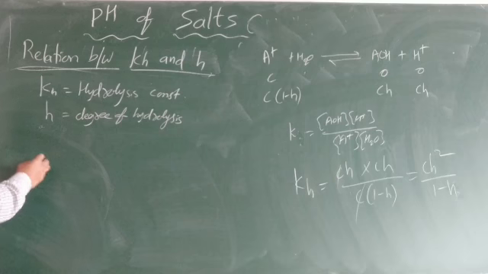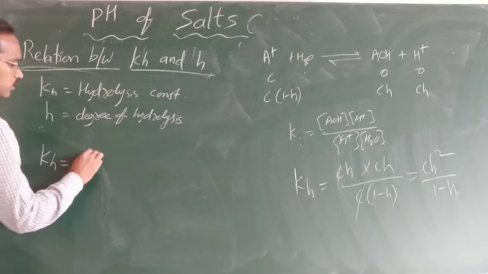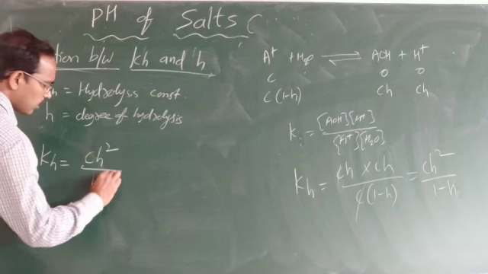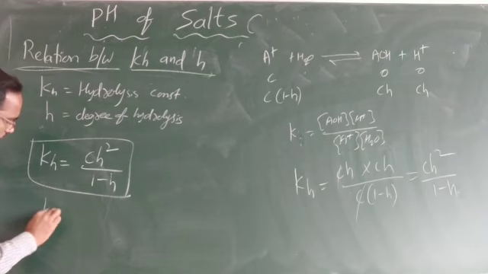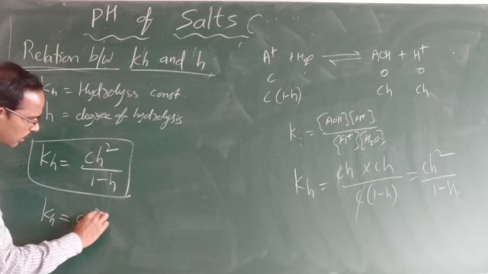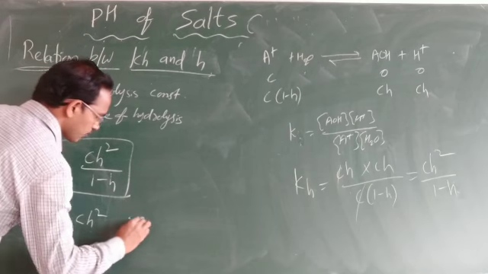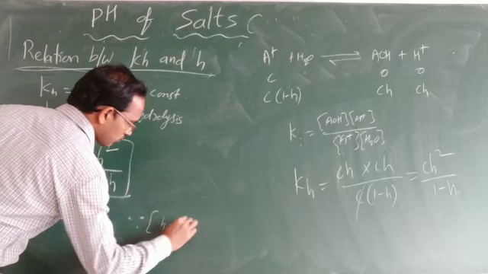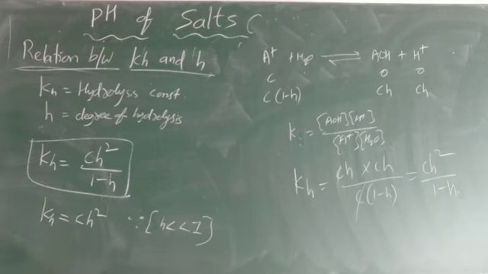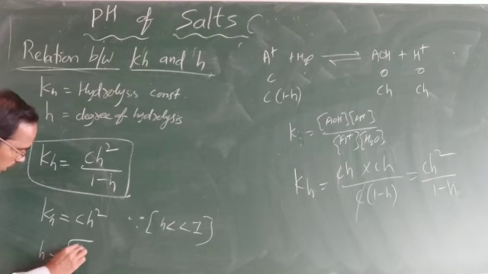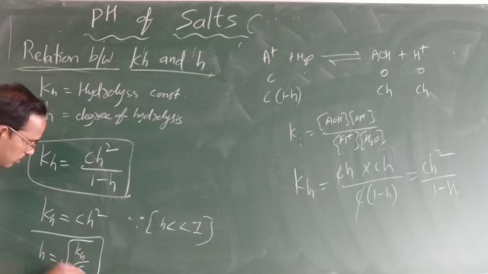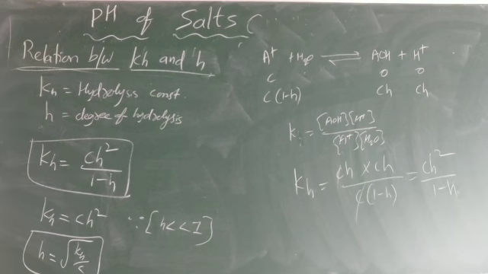Then KH equal CH square by 1 minus H. This is one formula. When H is smaller value, then we can take it as KH equal CH square. Since H is very smaller than 1, then H equal under root of KH by C. In case of weak acid, what will be written? Under root of Ka by C. Now KH by C. Okay, note down this much.